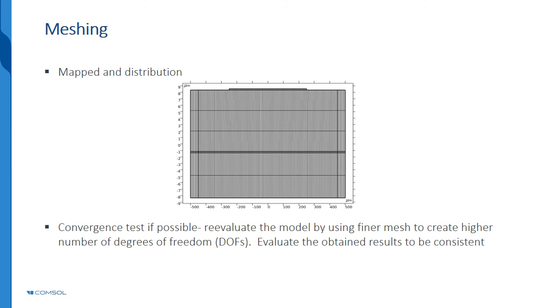We can also save our time by choosing the right meshing. If you try to do a meshing with finer elements, where we're going to have a higher number of degrees of freedom, it can also increase your calculation time. So we need to find the right size of our meshing.